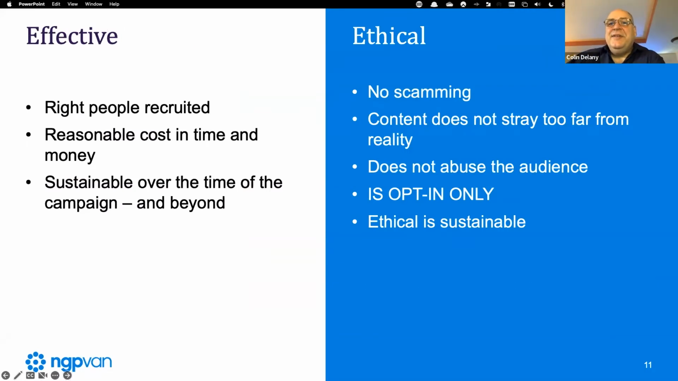So effective is you're reaching the right people and you're bringing them in at a reasonable cost in both time and money. And we always have to consider our time, internal costs. And then, is it sustainable beyond the campaign, i.e., is this a channel that you can go back to repeatedly? Is this an audience you can go back to repeatedly once they've taken a couple of actions on your behalf? If something sounds fly by night, it probably is. Ethical means no scamming, no spamming. The content does not stray too far from reality.